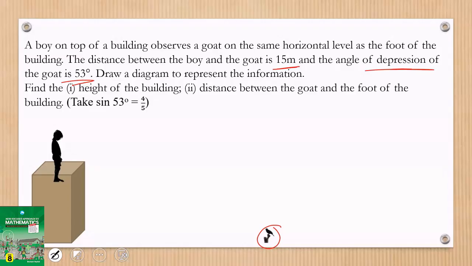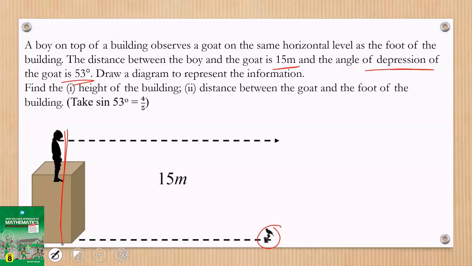So we can see a diagram. Maybe you don't need to draw a building, but you can just draw a line to represent the building and then the boy. Okay, and then the distance between the boy and the goat or the bed is 15 meters, right? And the boy has a normal sight horizontal, but has to depress the eye to see the object, that is the goat or the bed, with an angle of 53, right?